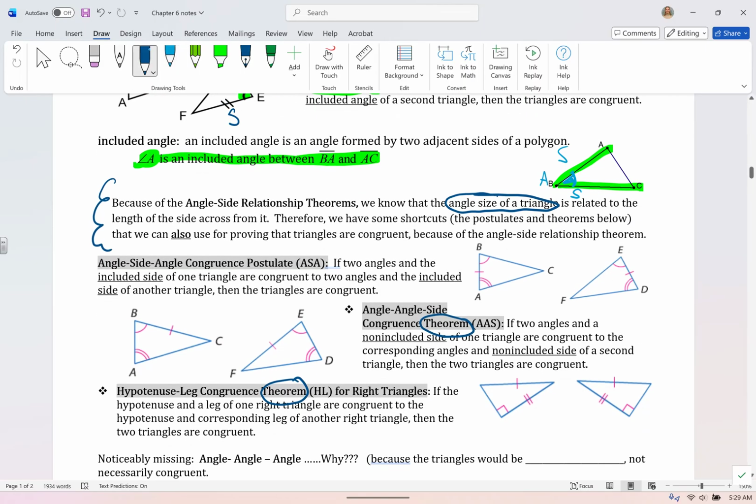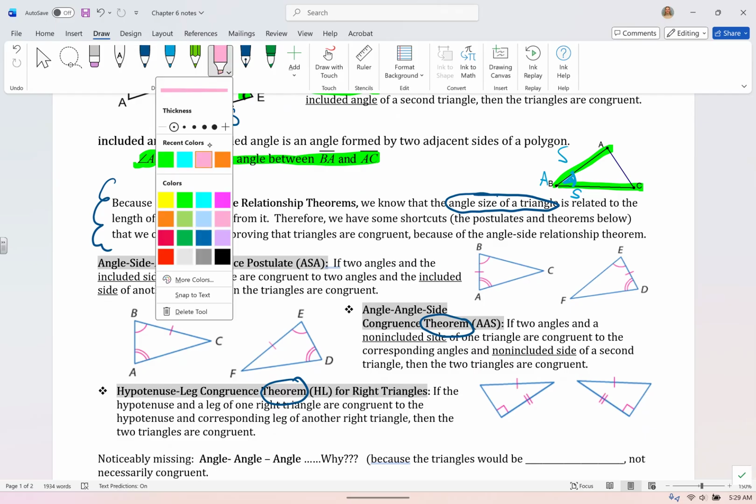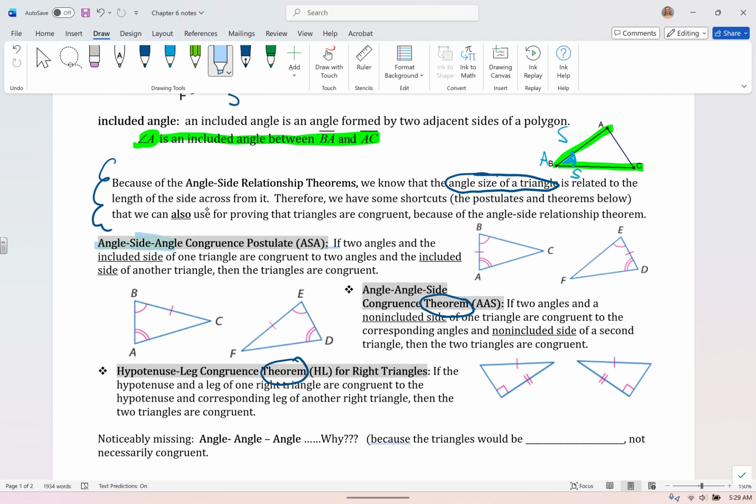Let's just say this right here. The next thing is going to be, I don't think I want to use pink today. Let's use blue. Angle, side, angle. If you know two angles and the included side in between them, well, because the angles ensure the sides across from them have to be the same size, the side also helps. You will, in fact, have two congruent triangles if you know two angles and the side in between them. So angle, side, angle is a shortcut proof as well.